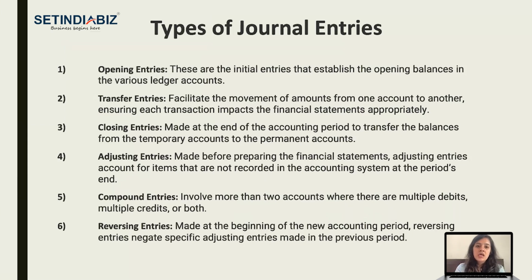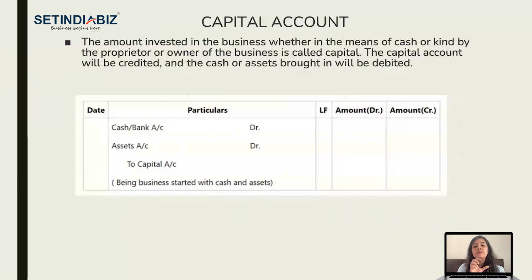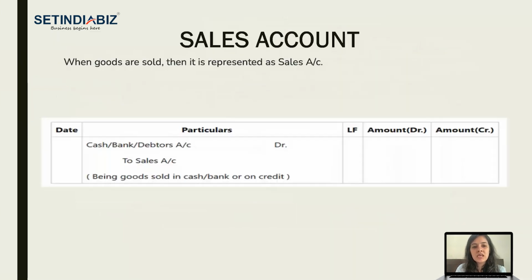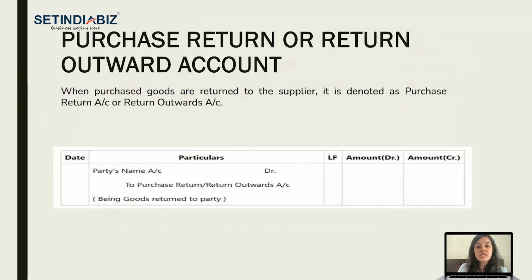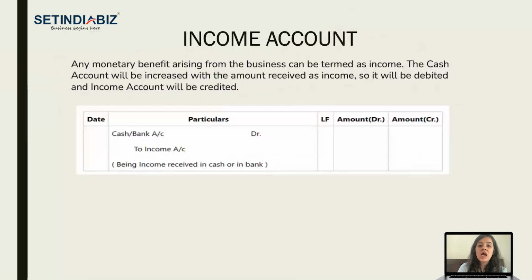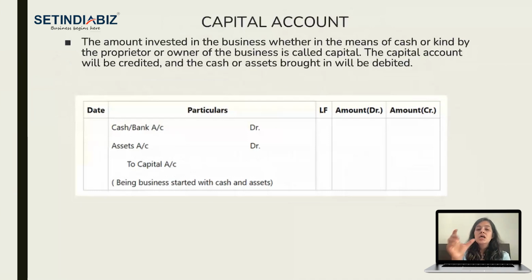entry, right? Now we will talk about specific ledger accounts. These are capital accounts, drawings, expenses, income, purchases, sales, purchase returns, sales returns, stock, cash, credit. These are the ledger accounts, and all of them have certain specific entries, maybe opening entries and then further adjustment entries. We will learn how to do these.